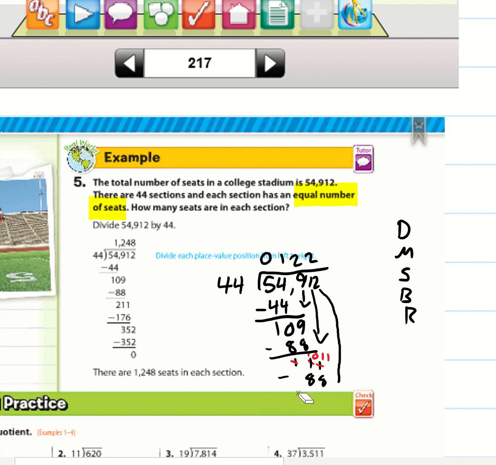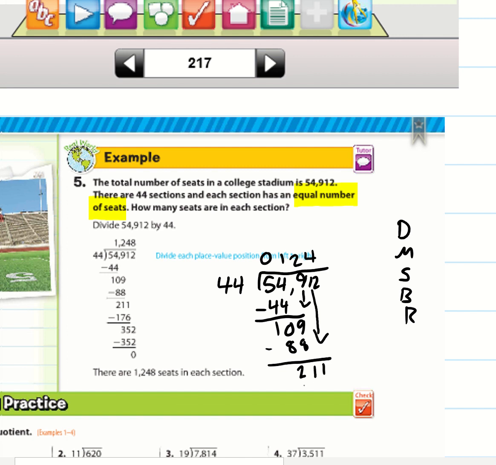And for those of you that made a mistake, 9 minus 8 is 1. And 10 minus 8 is 2, so it should be a 21. We're going to bring down the 1. 44 goes into 211 4 times.